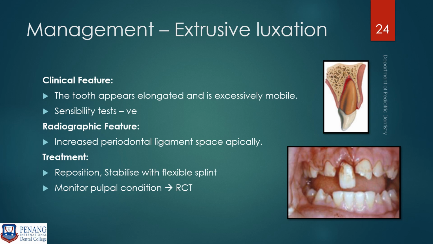This will have excessive mobility and disturbance in the occlusion. It will be very tender on palpation and touch. When you take a radiograph, you will see widening of the periodontal ligament space in the apical area. No rocket science: you have to reposition the tooth back into the socket, and then stabilize it with a flexible splint.